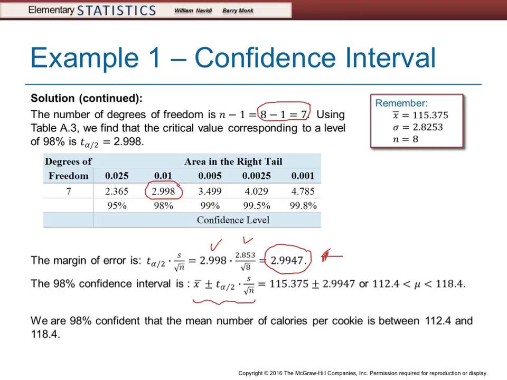To construct the confidence interval, we know it's the point estimate plus or minus the margin of error. There's the formula for that. So we plug in the numbers that we got, which is 115.375 plus or minus 2.9947, and we get a confidence interval where the lower bound is 112.4 and the upper bound is 118.4. So we are 98% confident that the mean number of calories per cookie is between 112.4 and 118.4 calories.